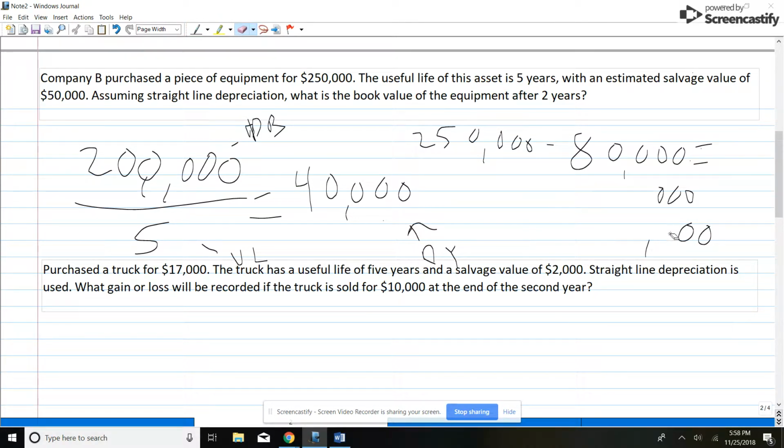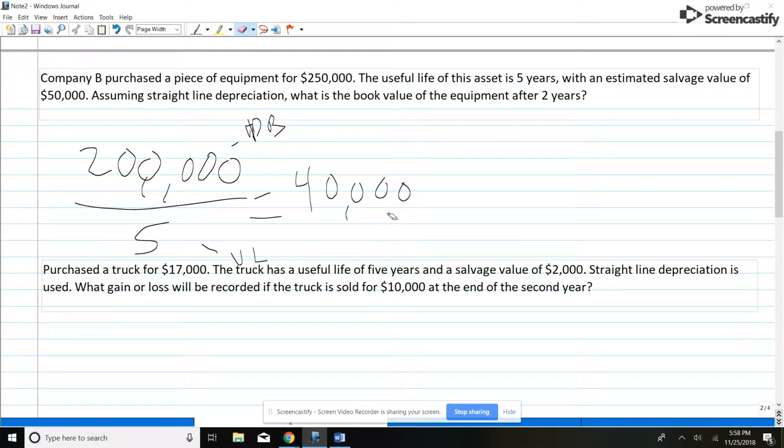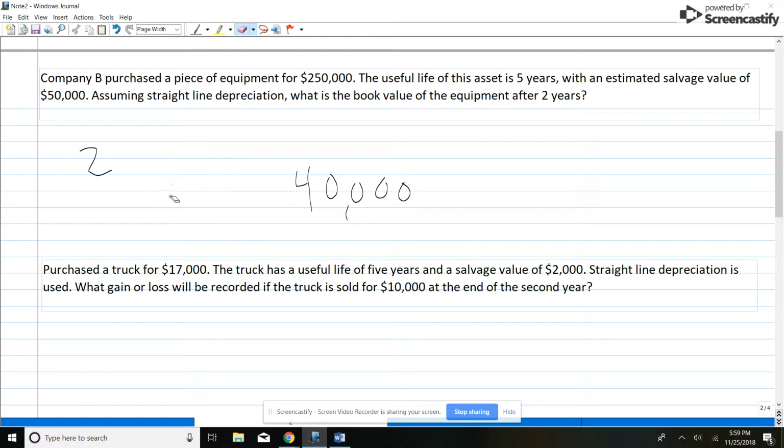And remember, for every year, while the company owns this equipment, at the end of the year they're going to record for the 40,000 an expense for depreciation expense, and they're going to credit accumulated depreciation equipment. And this accumulated depreciation is a contra asset, so it's going to decrease the value of the equipment. So the transaction would look like this.